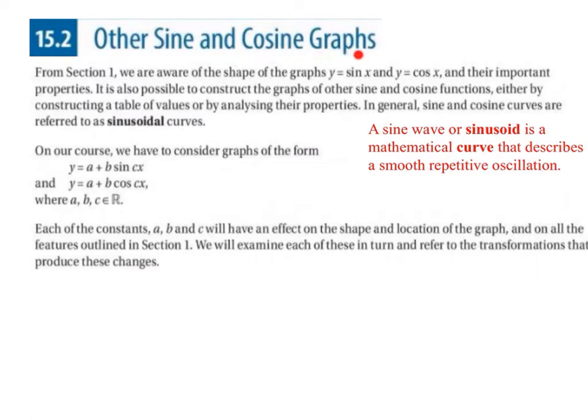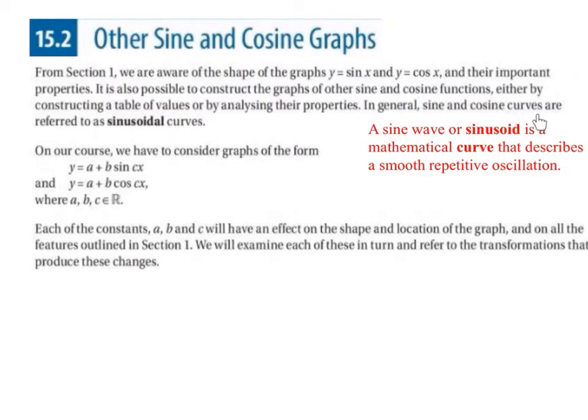Other sine and cosine graphs. From section 1, we are aware of the shape of the graphs y equals sine of x and y equals cos of x, so from 15.1, and their important properties. It is also possible to construct the graphs of other sine and cosine functions, either by constructing a table of values or by analysing their properties.